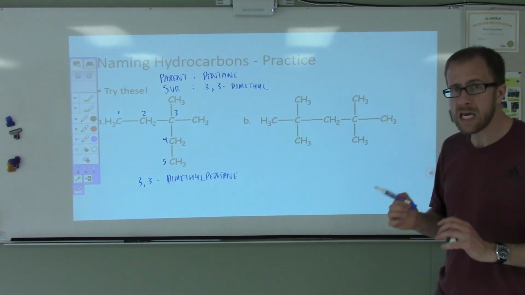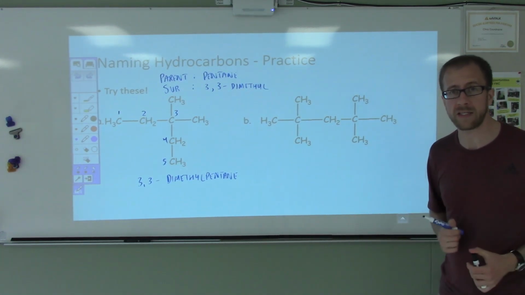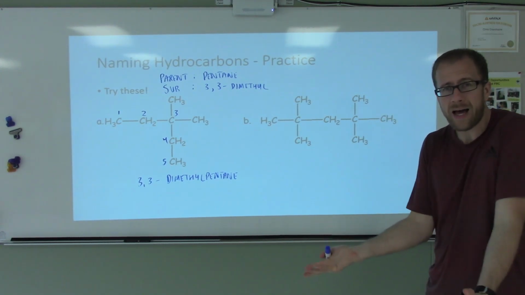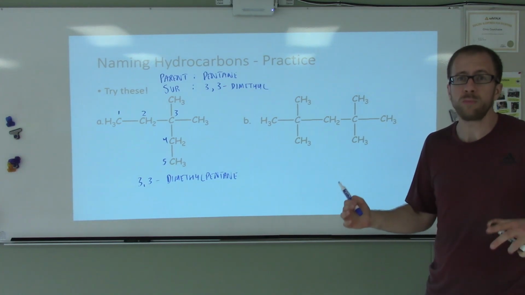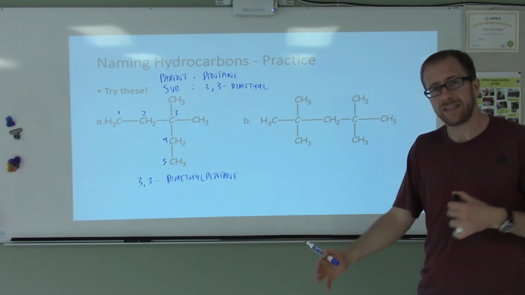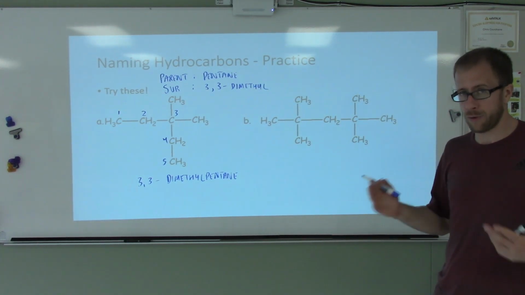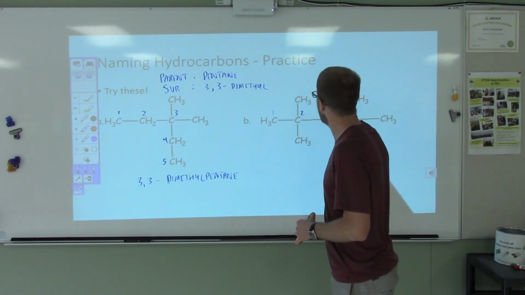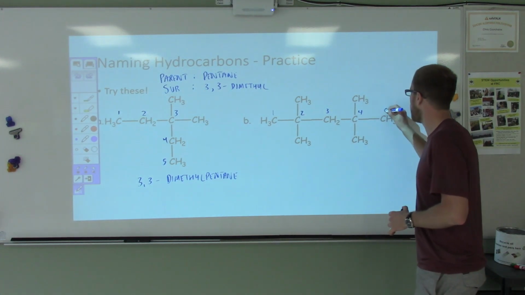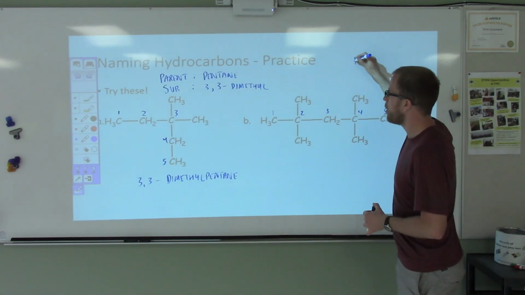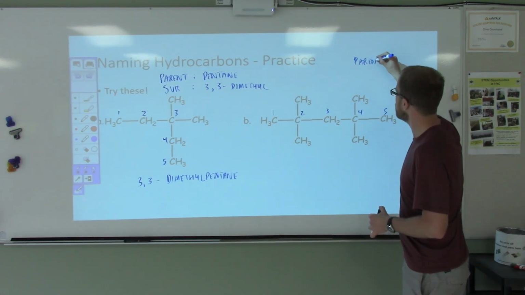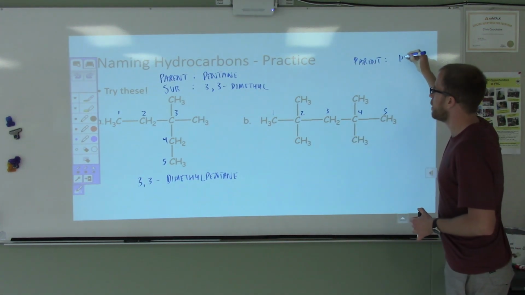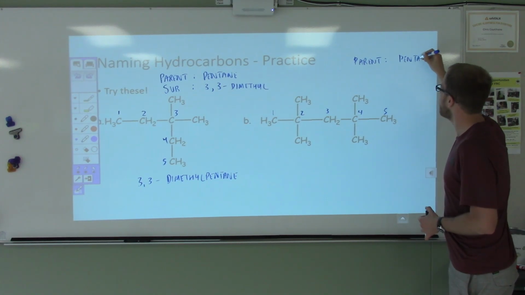Okay, so it's key here that you have a little bit of spatial awareness, and you can see that it honestly doesn't matter which way you label it. Your substituent groups are going to be on the exact same carbons either way. So, for simplicity's sake, we'll label this 1, 2, 3, 4, and 5. What is our parent chain? Well, our parent chain here is going to be, again, pentane.